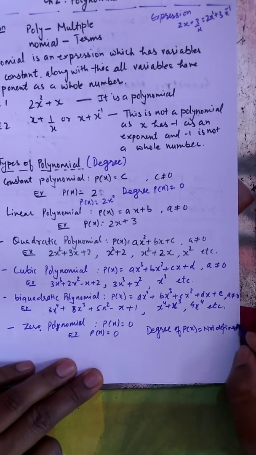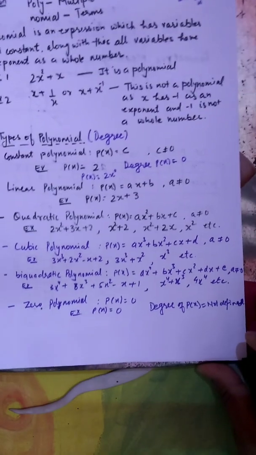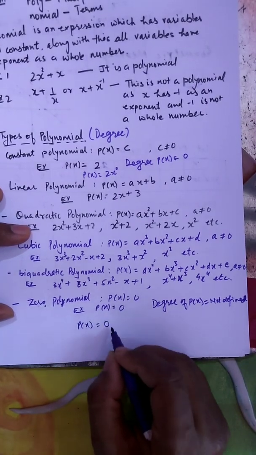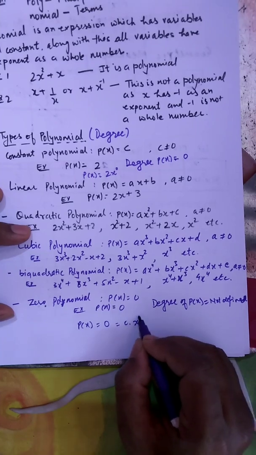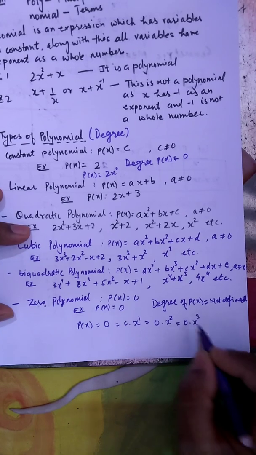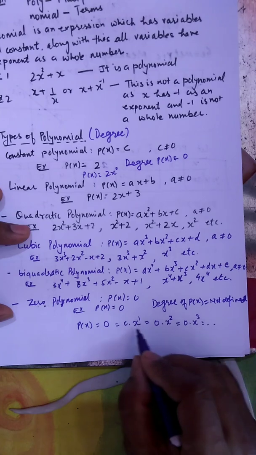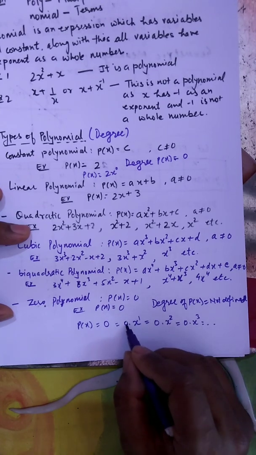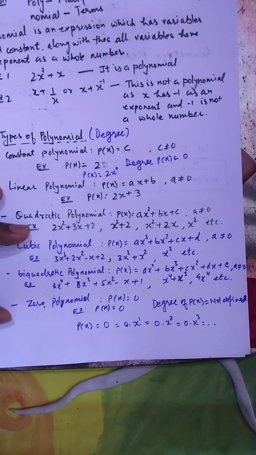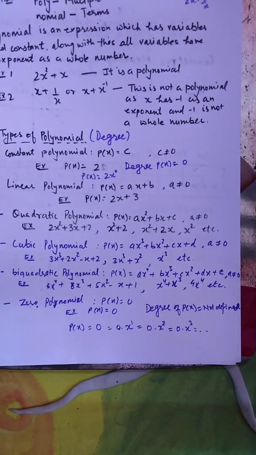Some of you might be thinking why it is not defined. So I can explain it a little: p(x) = 0 can be written as 0·x¹, or 0·x², or 0·x³ and so on. So there is no perfect number which can be obtained as the degree. So simply, here the degree is not defined. This is a very important question. Please keep in mind the degree of the zero polynomial is not defined.